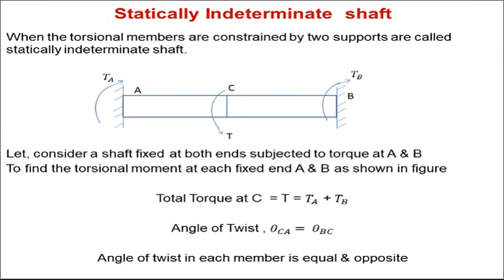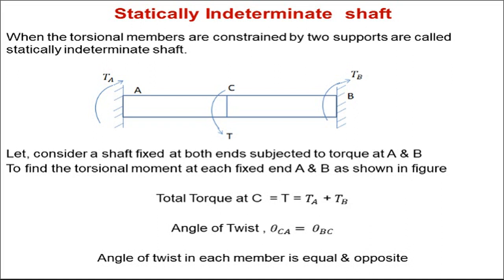First of all, when the torsional members are constrained or fixed by two supports, it is called a statically indeterminate shaft. Whenever there is a member which is constrained or fixed at both of its ends, that particular shaft is called the statically indeterminate shaft.